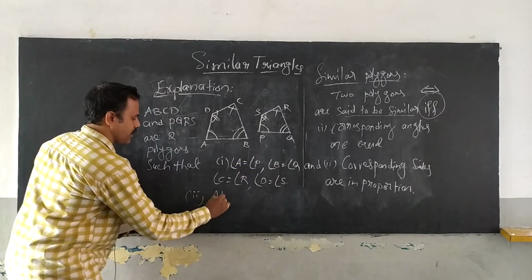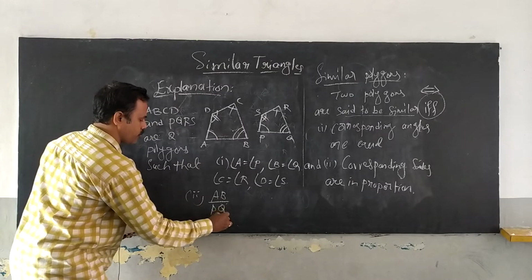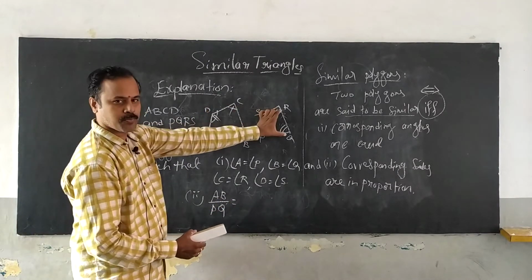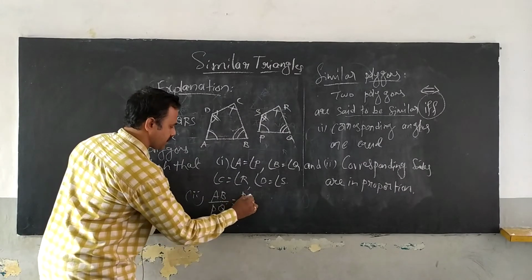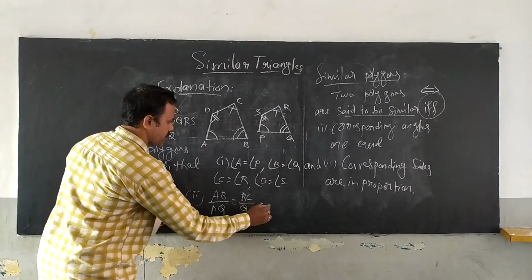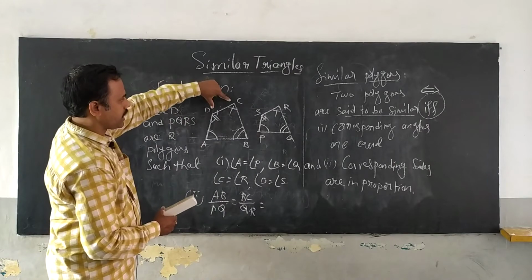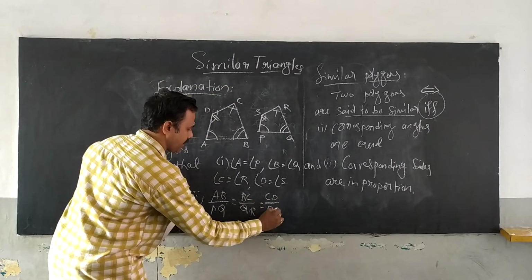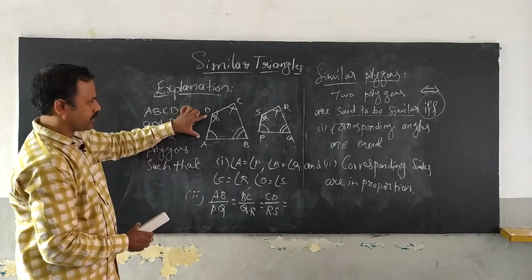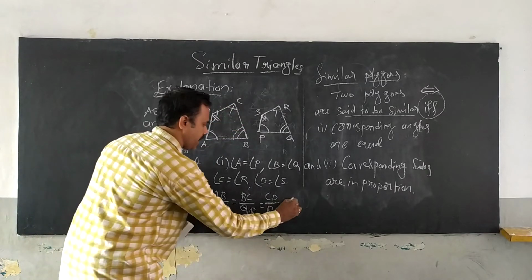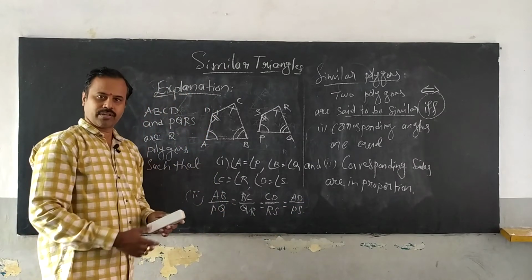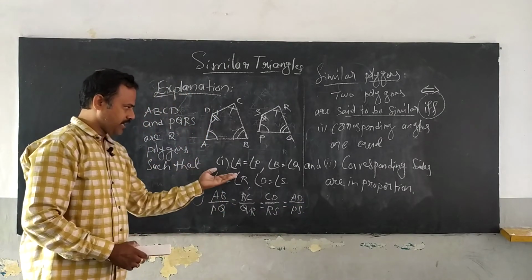Taking the second one, AB by PQ is equal to, you go to the second side, BC corresponding to QR. So BC by QR is equal to, you go to the third side, CD and RS. So CD by RS and again equal to AD and SP. So AD by PS.